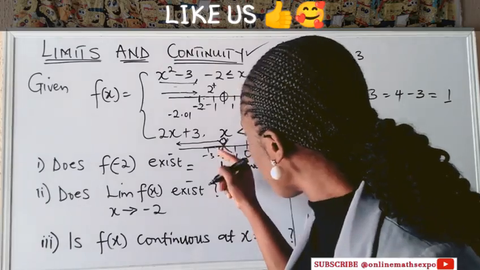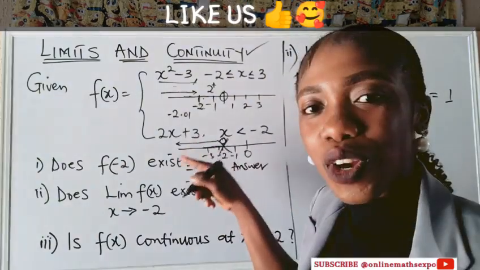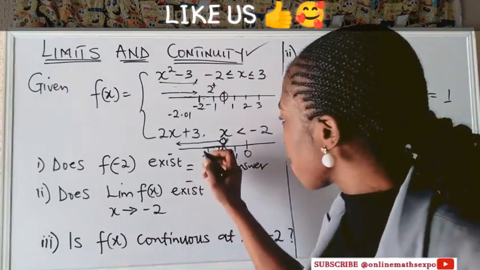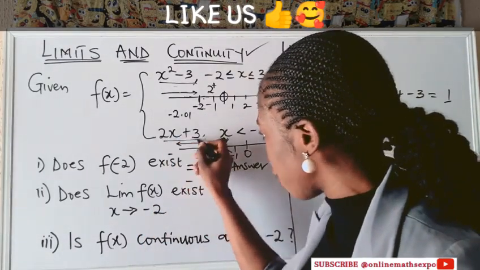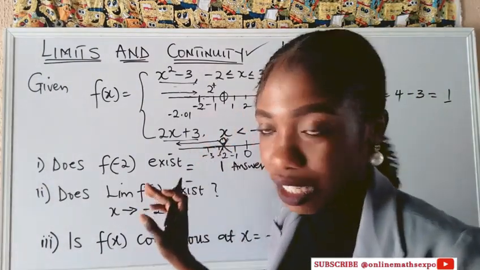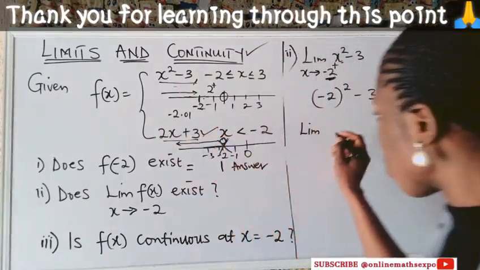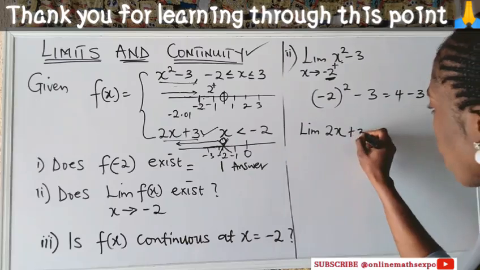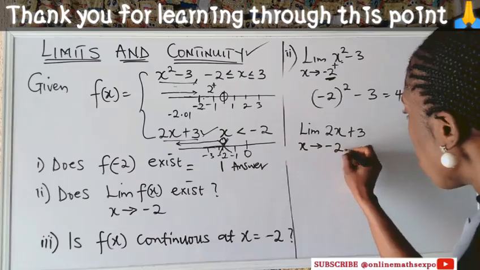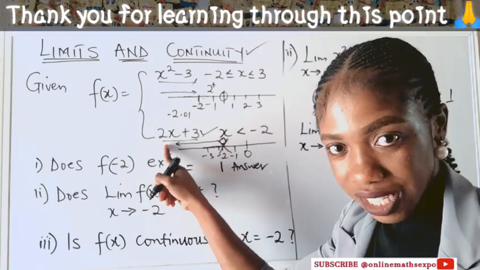It means we can have negative 2.01 here. We can have negative 2.001, negative 2 points. I hope you're getting it. So we can find such value in this particular function. So in that case, if we are testing for the left side of the limit, this is the one we are going to use and not this. So we are going to use this to have the limit of 2x plus 3 as x approaches negative 2 from the left side. We use this function. I hope that one is clear.